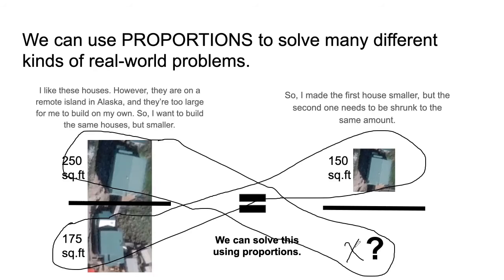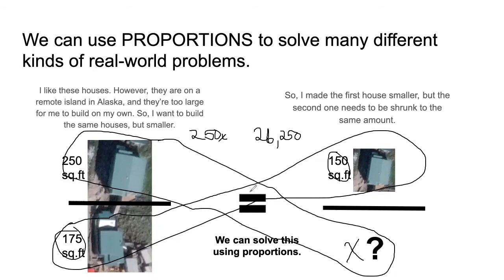250 times X. That one's easy. 250 times X, that's 250X. Remember, if you're multiplying a number by a letter, you just put them right next to each other. This is 250 times X. And then right here, we have 150 times 175. So I'm going to type in that. That is 26,250.